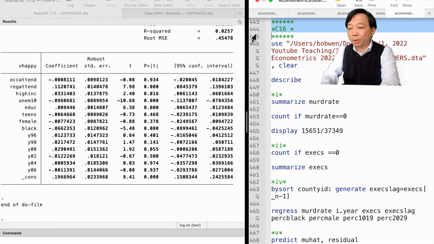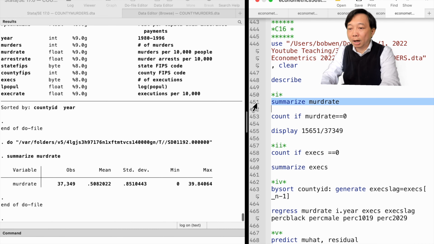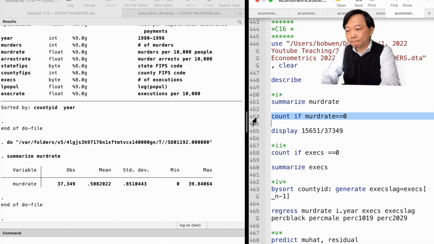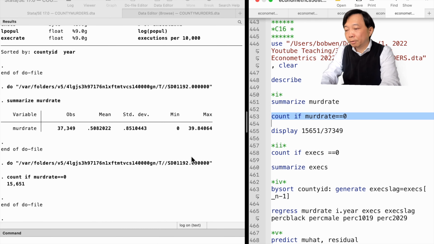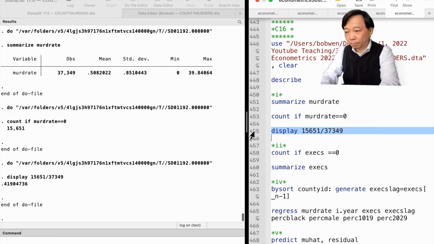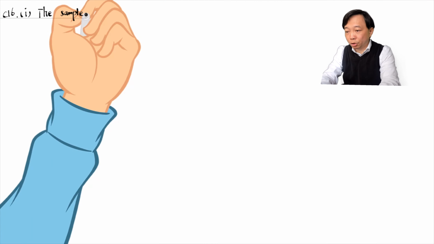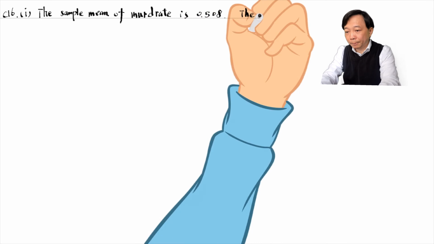We use the summarize command to find the sample average and standard deviation, which are 0.508 and 0.851 respectively. We find that 15,651 observations have a 0 murder rate. That is 41.9% of all observations in the entire sample.